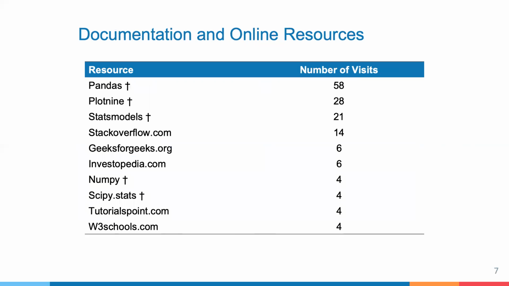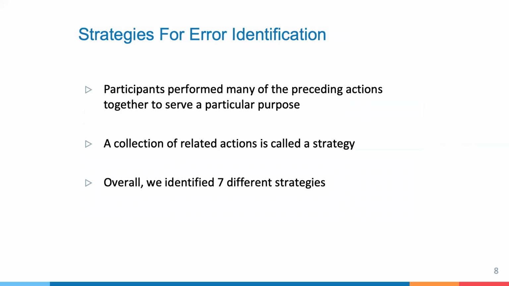When it comes to the use of online resources, documentation websites such as Pandas, Plot9, and Stats Models were the most common. Other common online resources include Q&A websites such as Stack Overflow, and tutorial websites such as Geeks for Geeks. Many of the previously mentioned actions were performed together to serve a particular purpose. We call a collection of these related actions a strategy. And overall, we identified 7 different strategies.